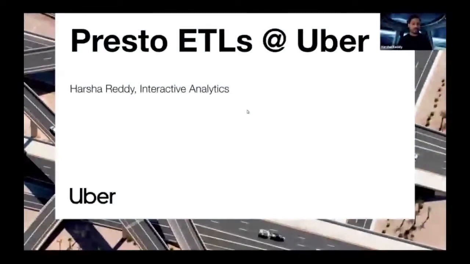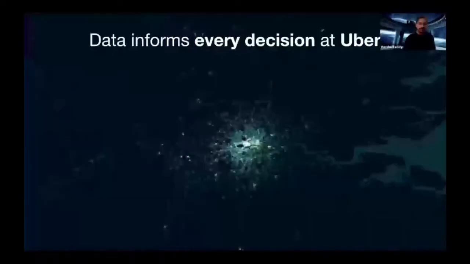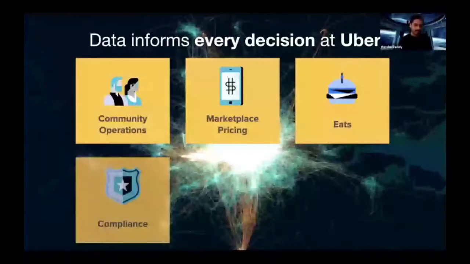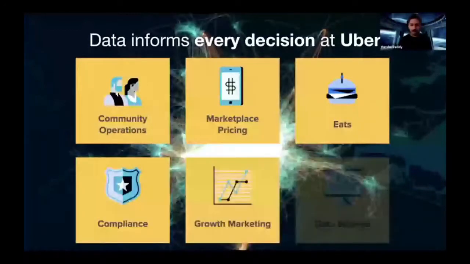I'm going to start off with the mission statement. Uber's mission is to ignite opportunity by setting the world in motion. We operate in more than 10,000 cities. We have more than 100 million active users, and we do about 18 million trips a day. Data informs every decision at Uber, let it be community operations, marketplace pricing, eats, compliance, growth marketing, or data science.